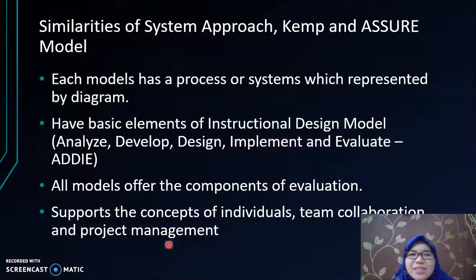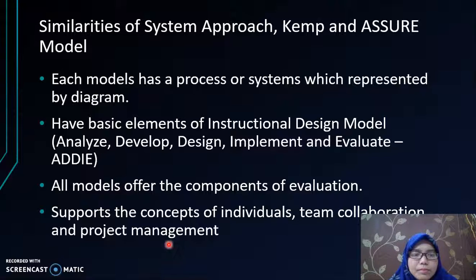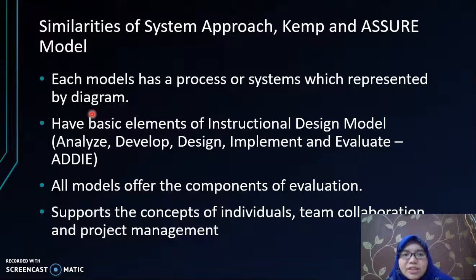First are the similarities of the Systems Approach, CAM and ASSURE models. Okay, first, each model has a systematic process which is presented by a diagram. As we can see before, the Systems Approach has a linear diagram where it flows from one stage to the other stages, and it is interrelated between each other using arrows or dotted line arrows. Next is the CAM model, which is in a circular layout diagram. And the ASSURE model uses arrows. It flows from one step to the other steps.